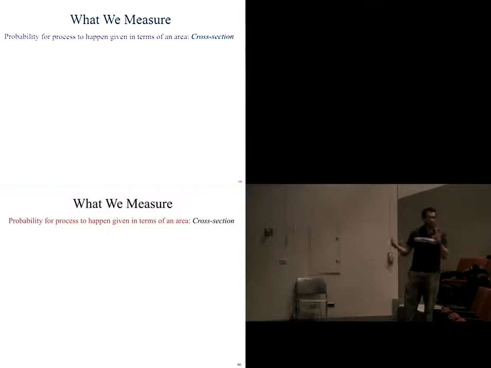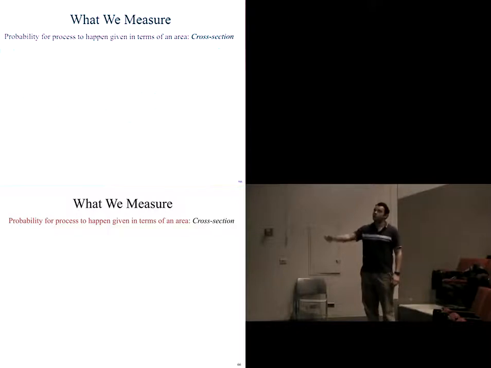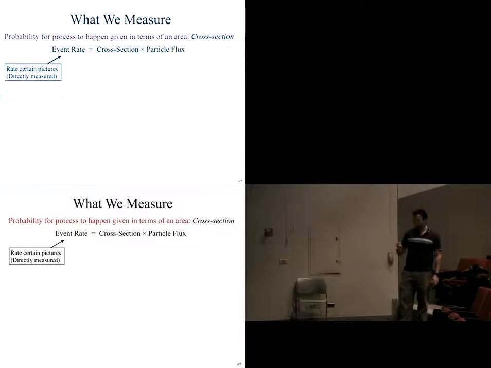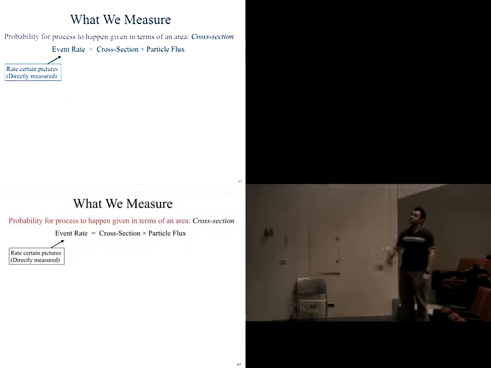Everything's quantum mechanical, so we can only talk about probabilities. So what we measure is the probability for a certain process to happen. This is actually given in terms of an area, and that's a funny unit. I'll explain why. Because these collisions are happening so often, what we actually measure is an event rate: how many of a certain type of picture do we see per second? This is something that we can directly measure with our experiment.